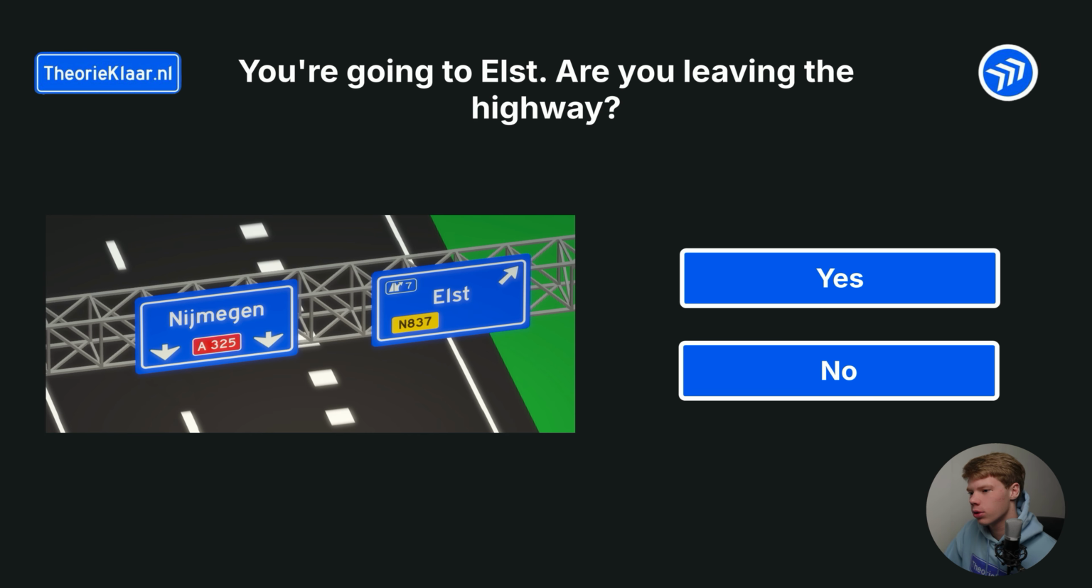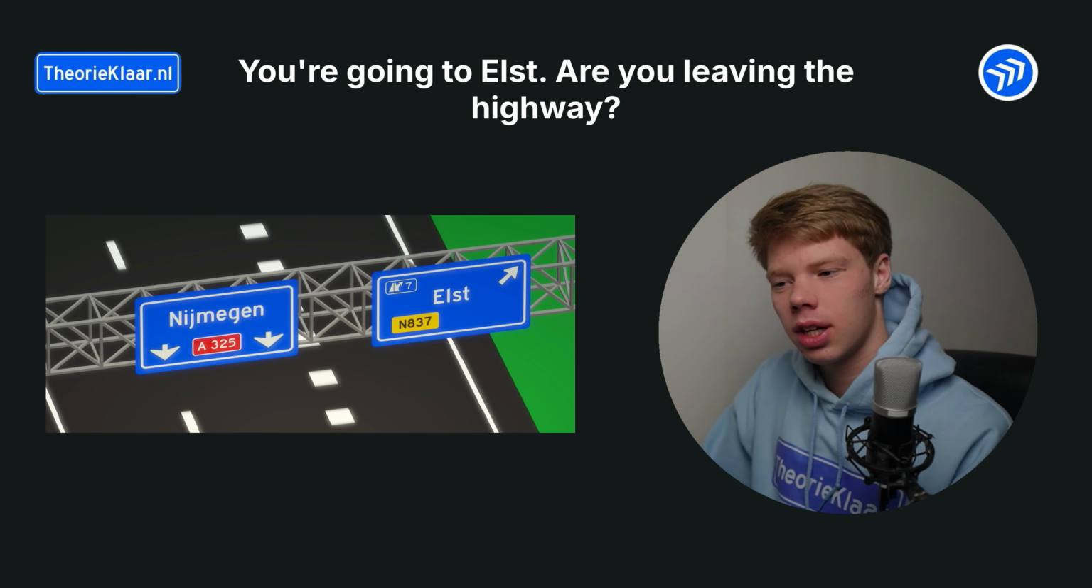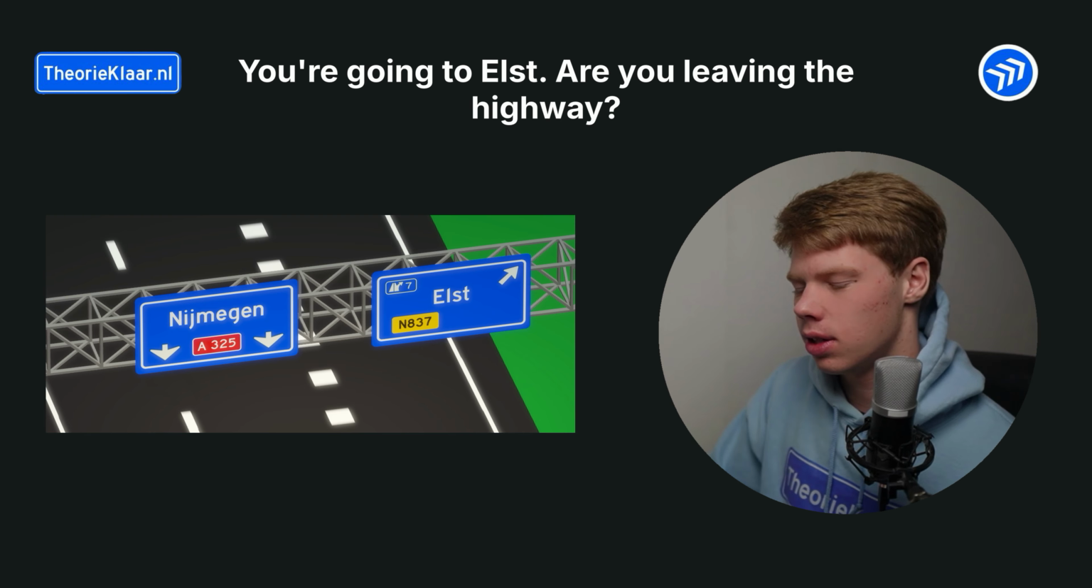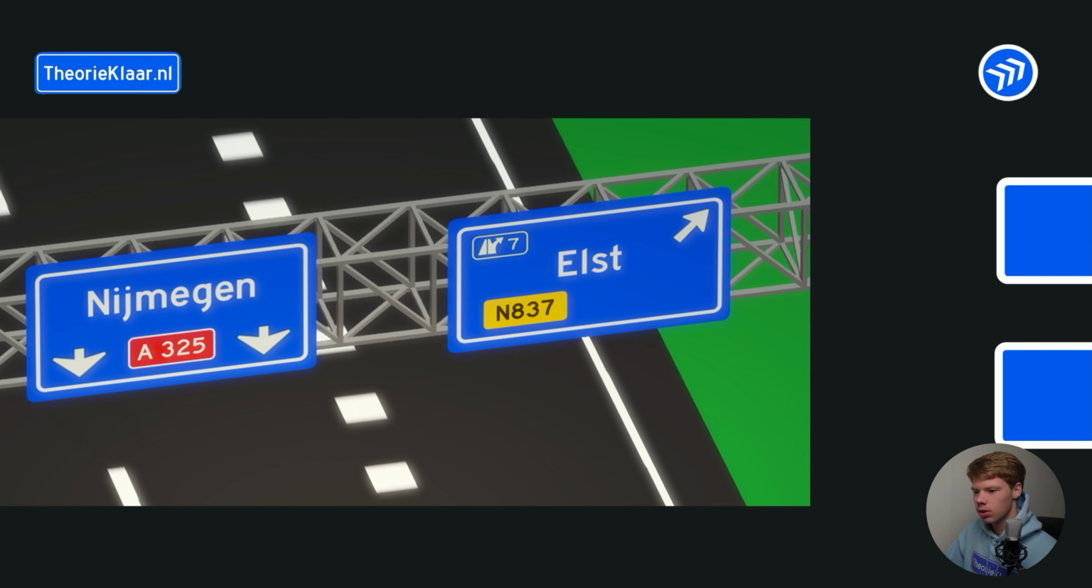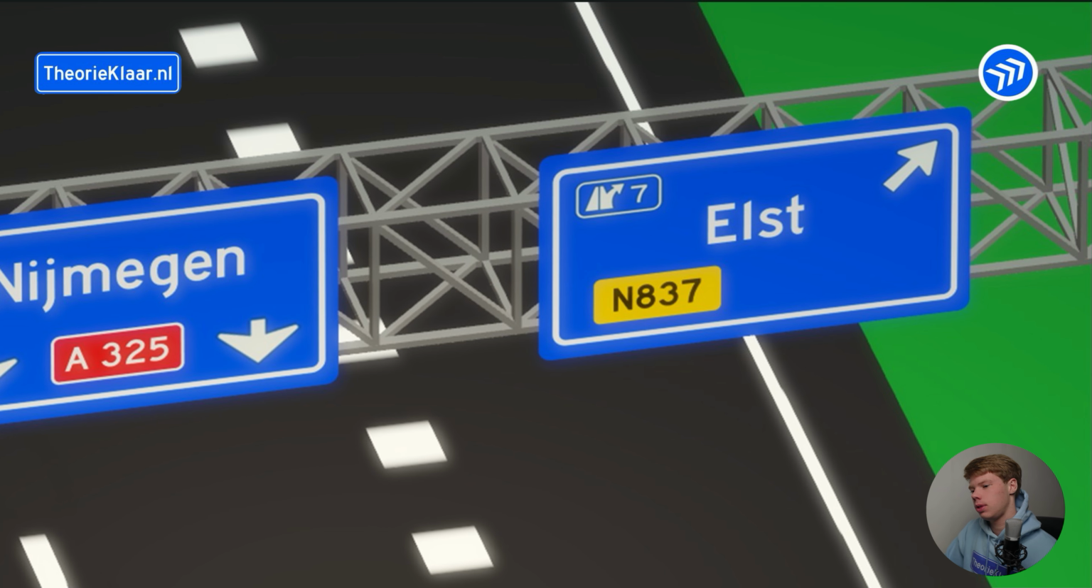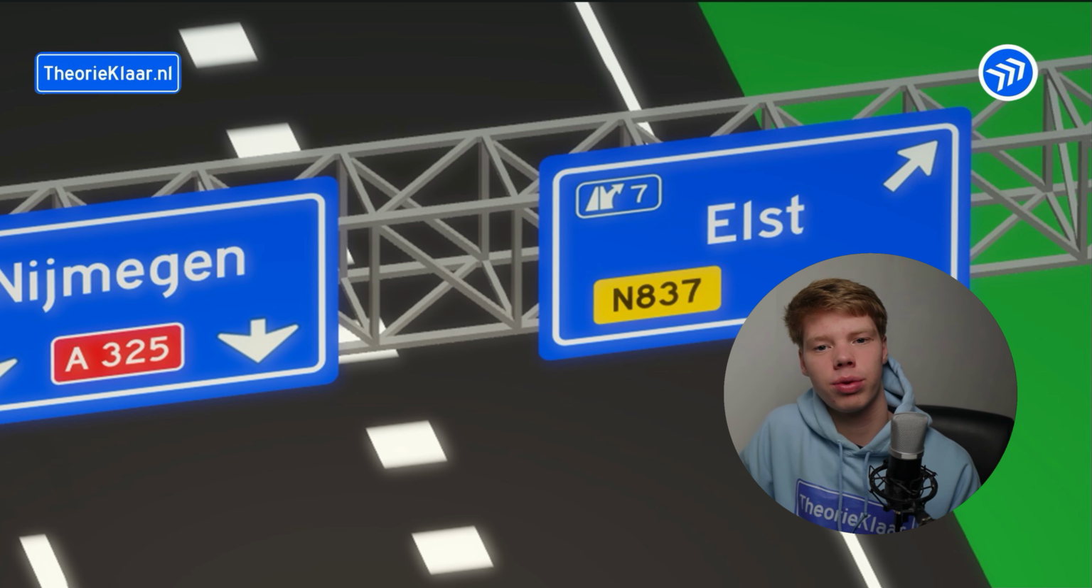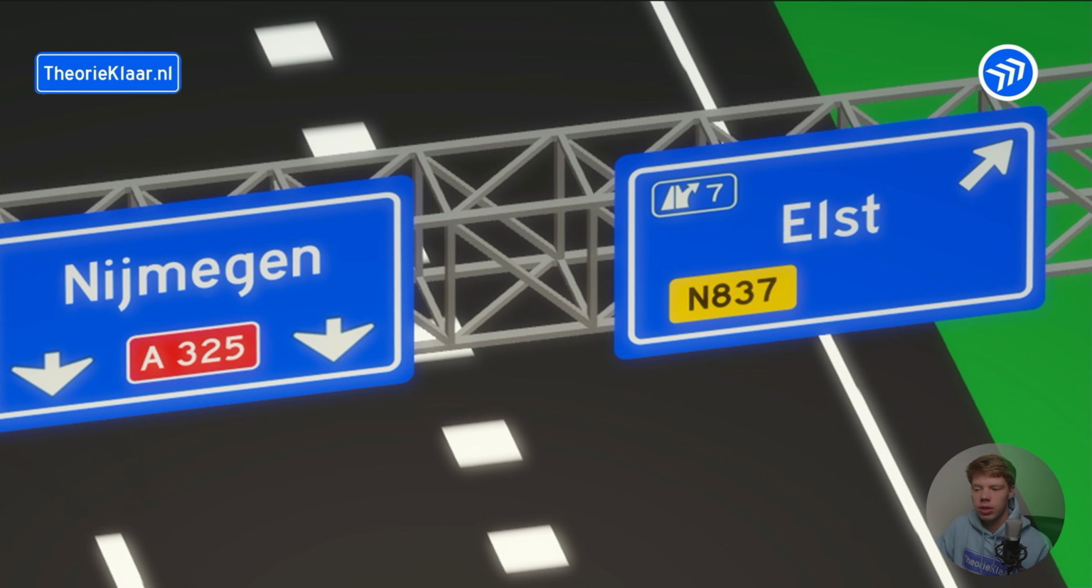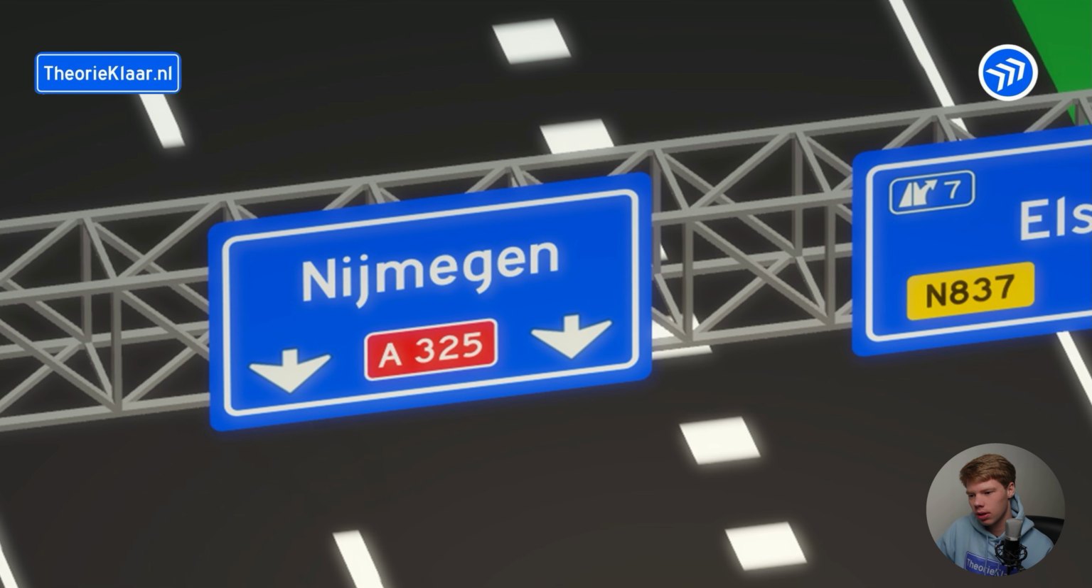You are going to Elst. Are you leaving the highway? Yes or no? And when you get a question like this, you need to take a look at the signs. Here we see at the sign Elst it says N837 and the N stands for National Road. The sign Nijmegen has A325.